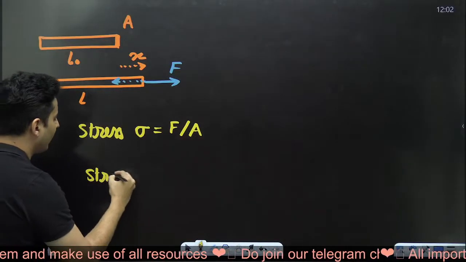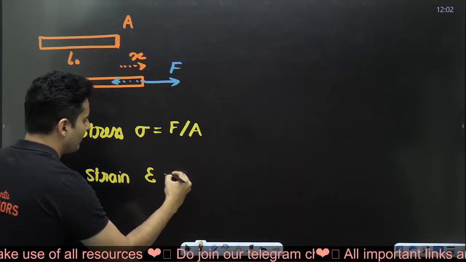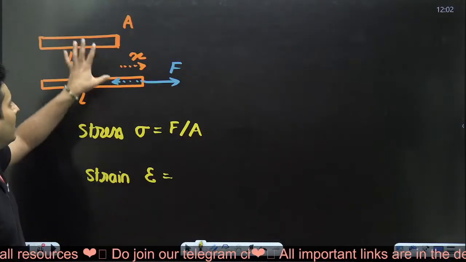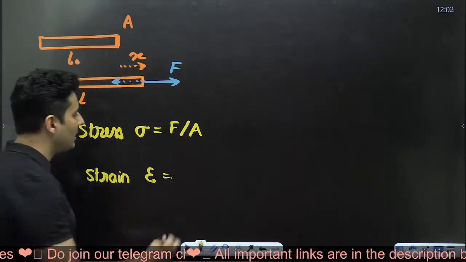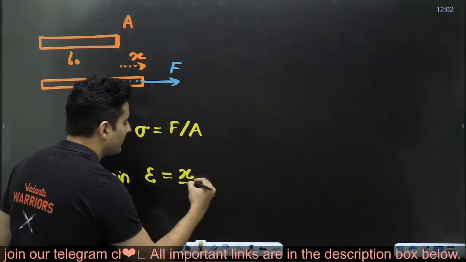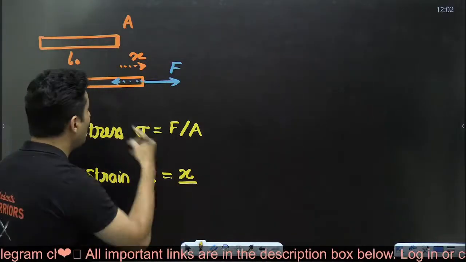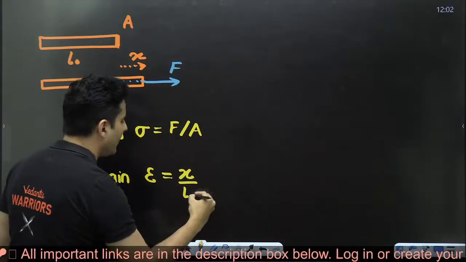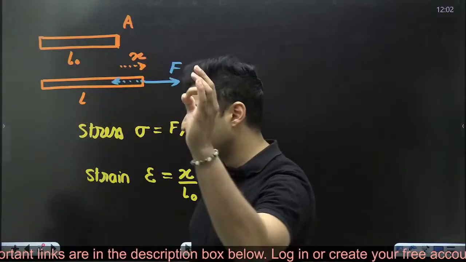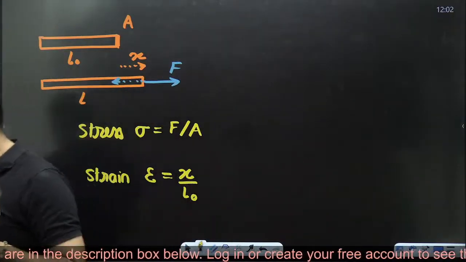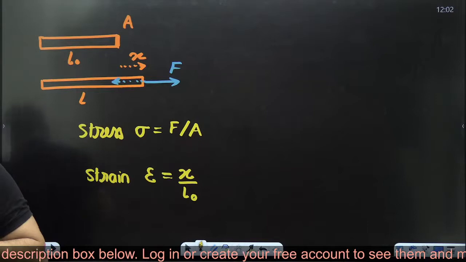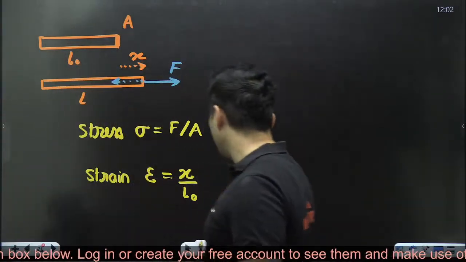Next thing is the strain, which is epsilon, which is the change in length upon original length. The change in the length is x. Upon original length is basically L naught. Understood, my dear warriors, still here? Very good. Awesomeness.